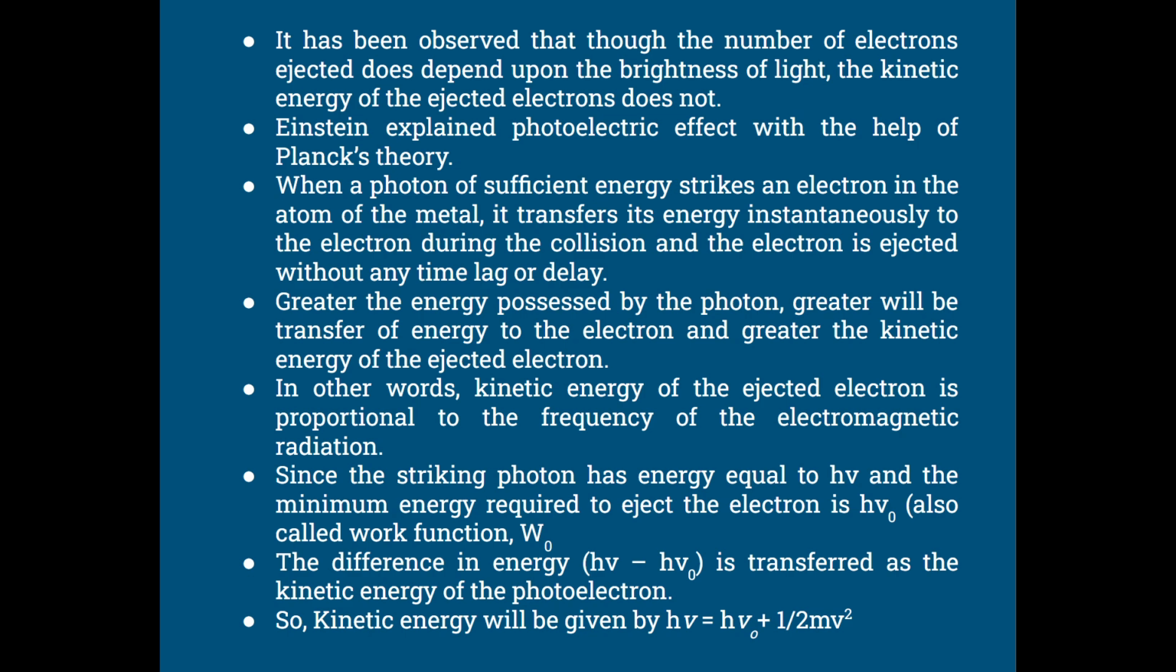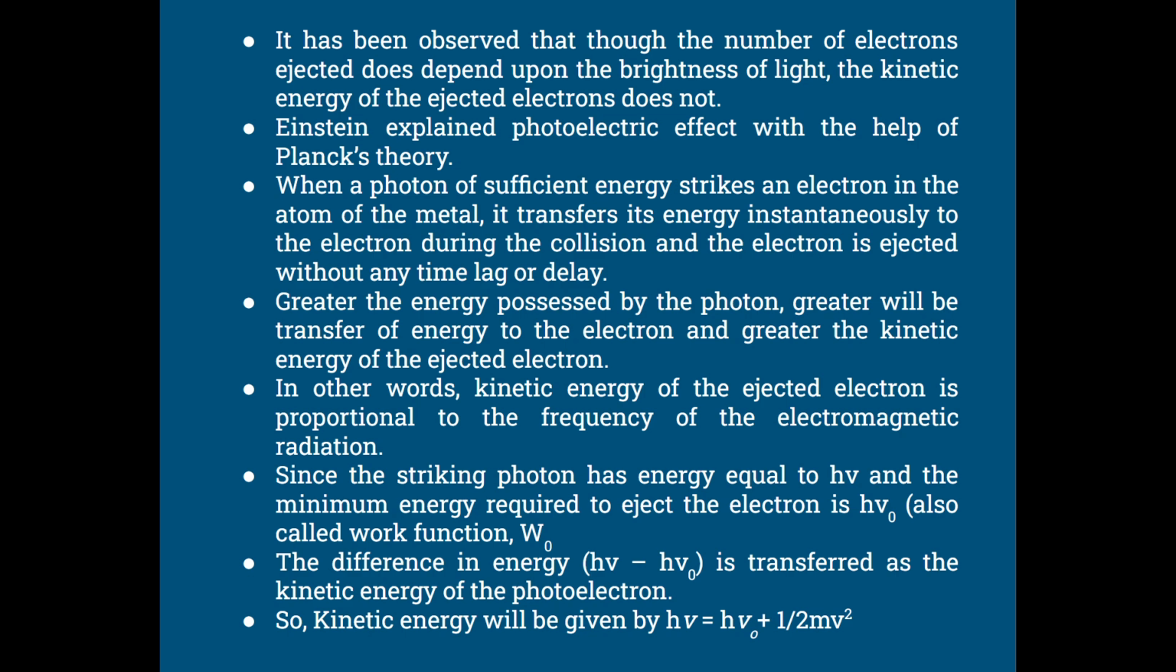From this we can say that kinetic energy depends upon frequency. You can see the formula in the last point: h mu is equal to h mu naught plus half mv square. And from the second last point, your kinetic energy can be calculated as h mu minus h mu naught. These two formulas are very important, and you should know how to use them in numericals. You should be aware of these.